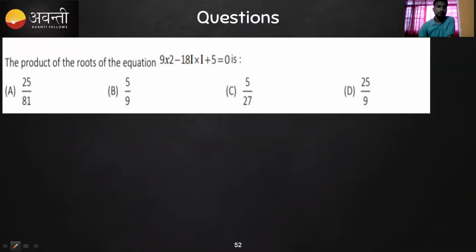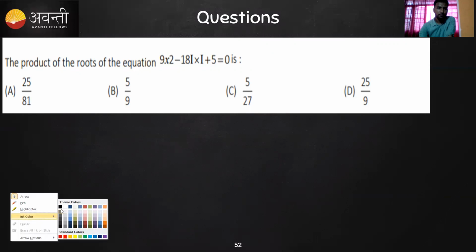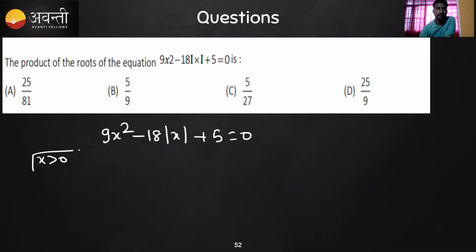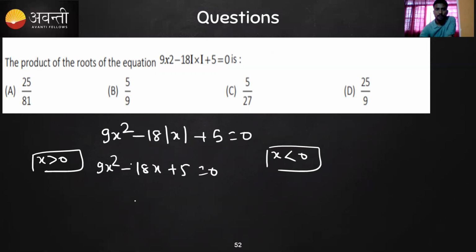Okay. Now moving to the next question, we have to find the product of roots of 9x square minus 18 mod x plus 5 is equal to 0. Then there will definitely be two cases, either x is greater than 0 or x is less than 0. In case of x greater than 0, this equation will become like this, and for the other case, minus of minus x, it will be like this, right?